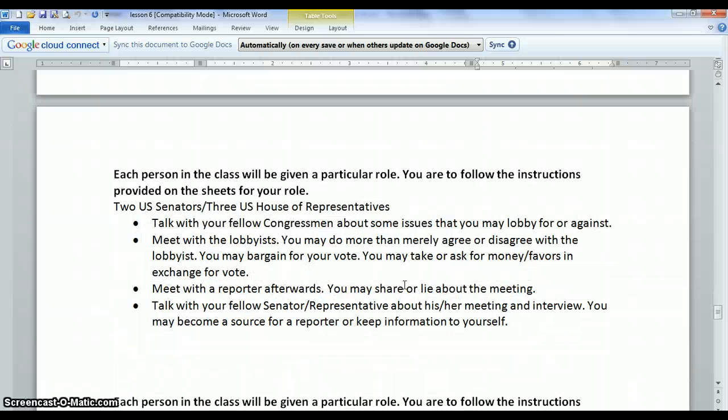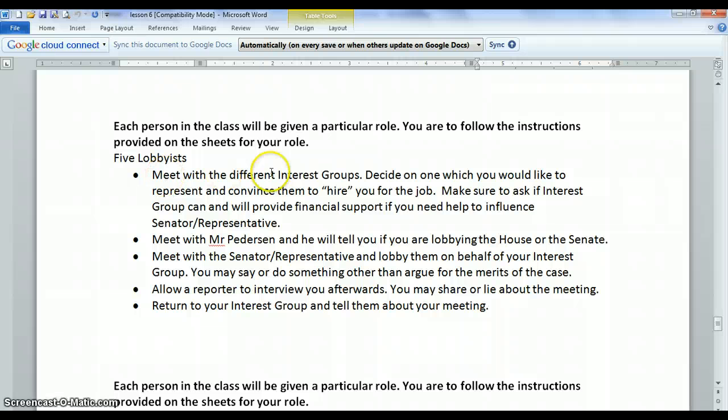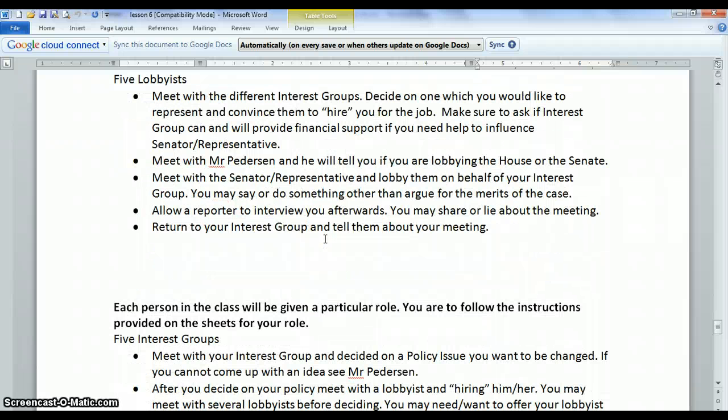So, and here are the original instructions, essentially. Talk with your fellow congressman. The idea was kind of a pre-think. Meet with a lobbyist, meet with a reporter, be interviewed. Same thing here, meet with interest groups. For the lobbyists, try to get hired. I like the idea of hiring. Meet with senator representatives, be interviewed, return to the interest group.